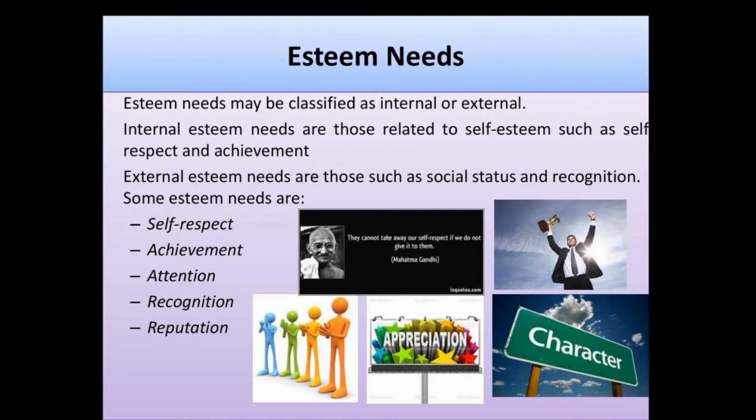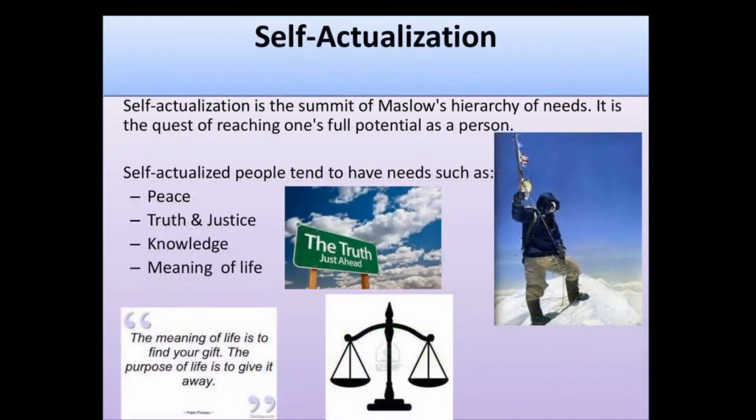Once these three needs are satisfied, the fourth need is this: self-respect, achievement, attention, recognition, reputation. These are all the things you will be expecting after the three needs are satisfied; then only you will be looking for the fourth need, esteem needs. And once this need is satisfied, then you will be going for self-actualization, where we'll be talking about knowledge, truth and justice, and the meaning of life. Everything you will be talking about.